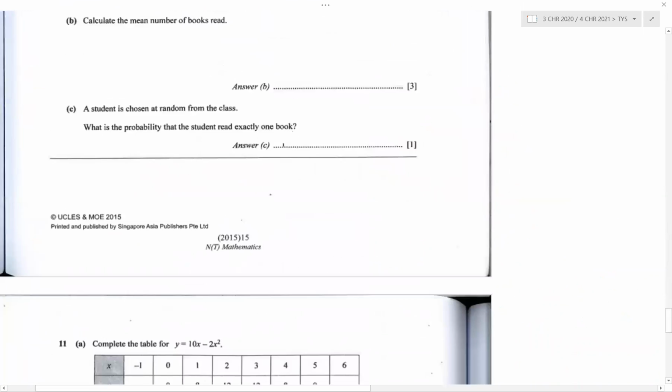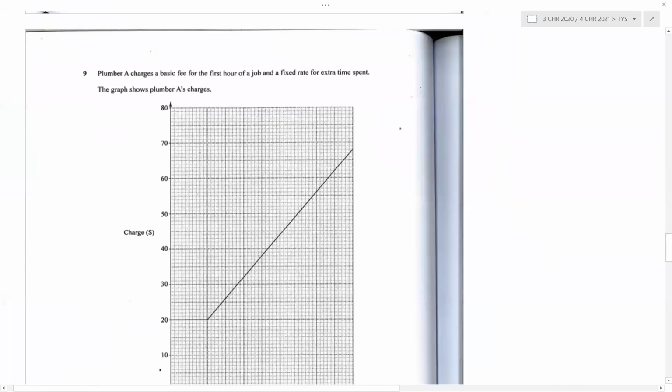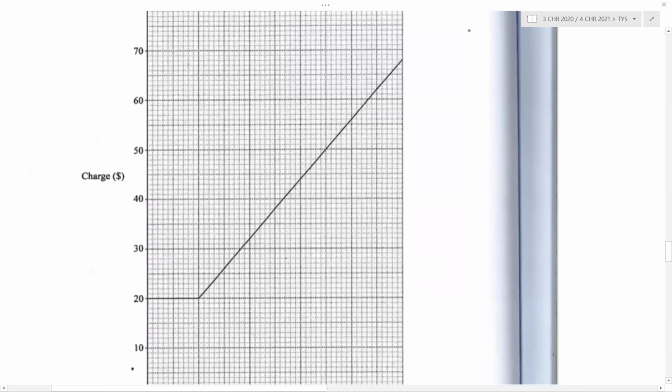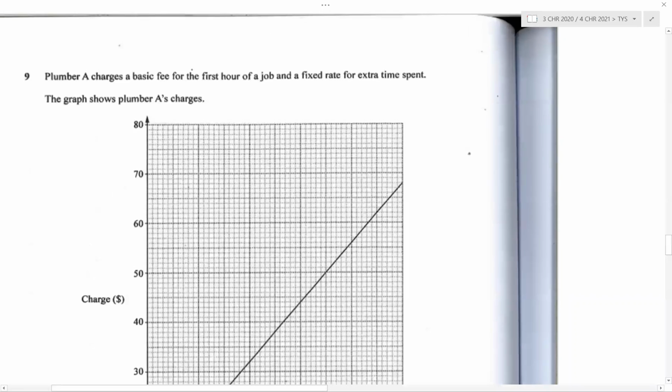Okay, this is the one that some of you needed help with. So we got two plumbers, plumber A, plumber B. Plumber A charges as such. It may look complicated to you because they are combining two things. A real life scenario with a graph looks scary, but it is not. It tells us that he charges a basic fee for the first hour of the job.